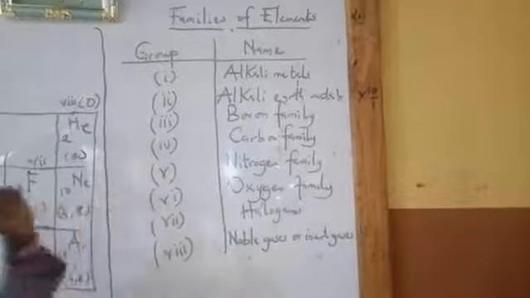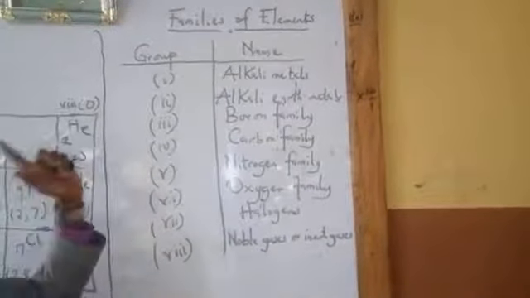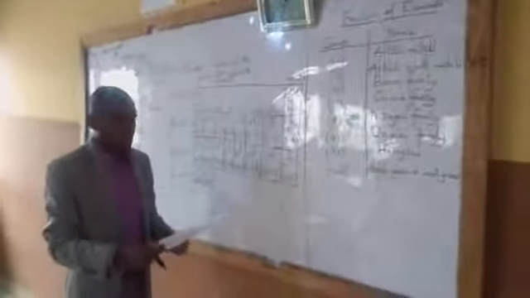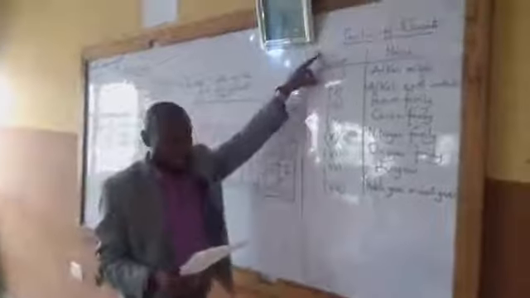Like I told you, the families of elements: group 1 has a name, group 2 has a name. Please, my dear students, as we are moving forward, I want you to move forward with me. These are under families of elements.